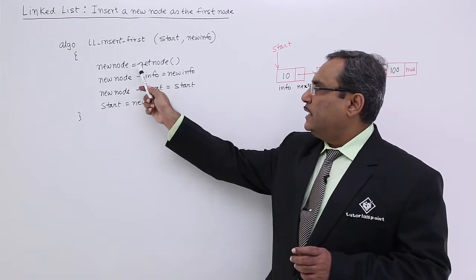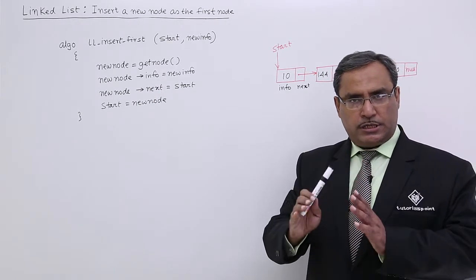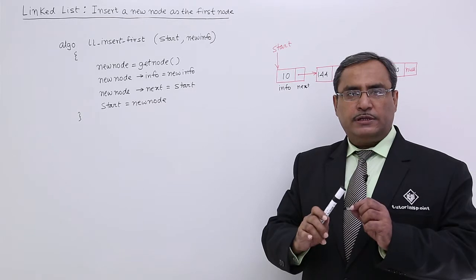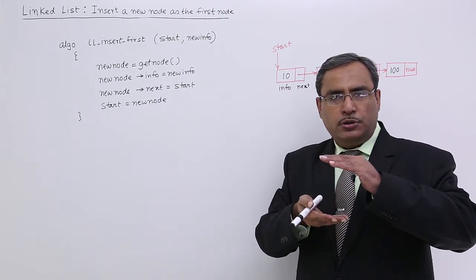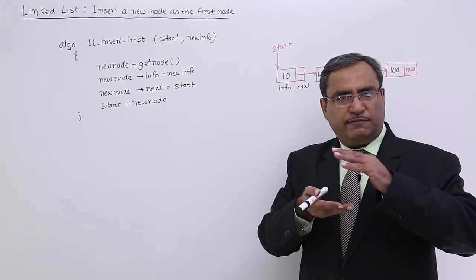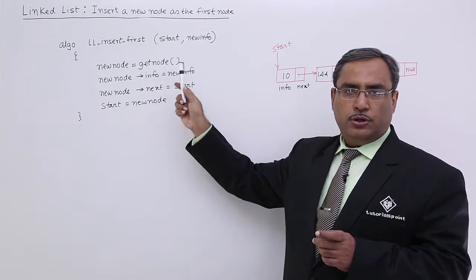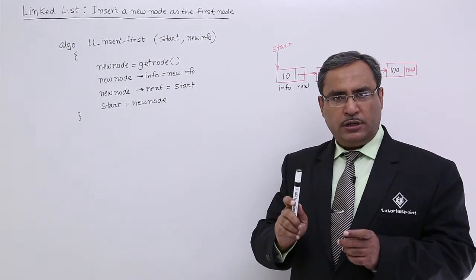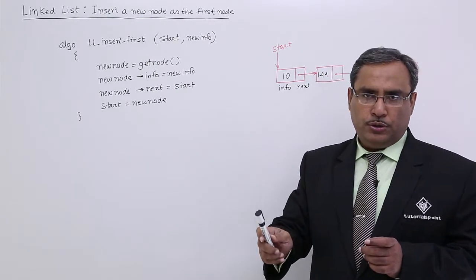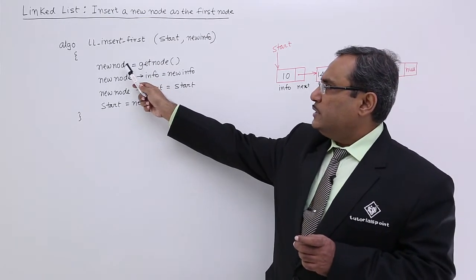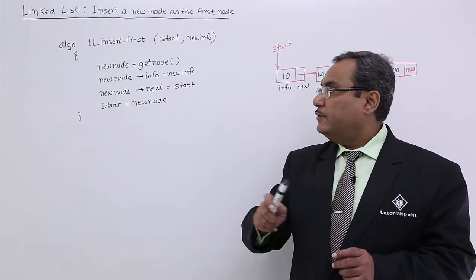So, new node is equal to get node. Get node is a function. This function will return a starting address of a memory block which has got allocated for the new node which is going to be inserted as the first node to this linked list. So, get node is nothing but a function which will return the starting address of a memory block of a new node. Here this new node is getting updated with that particular memory block's starting address.